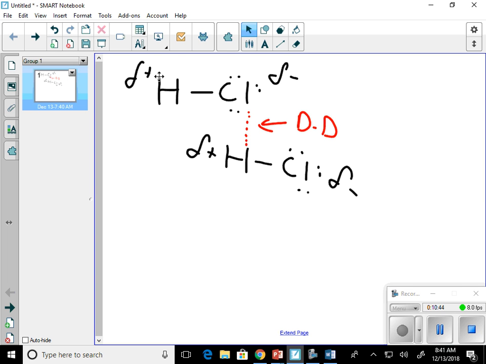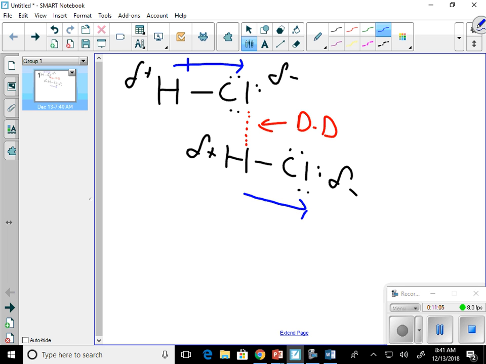Some dipole-dipoles are stronger than others. It just is based upon how big the difference in electronegativity is between those bonded atoms. Remember where the term dipole-dipole comes from is polar molecules can not only be represented by these partial positives and negatives, they can also be represented by dipole moment arrows, which are basically pointing to the direction of electron density, high electron density. So that's where the term dipole-dipole comes from. It's the dipole of one molecule attracted to the opposite dipole of another.